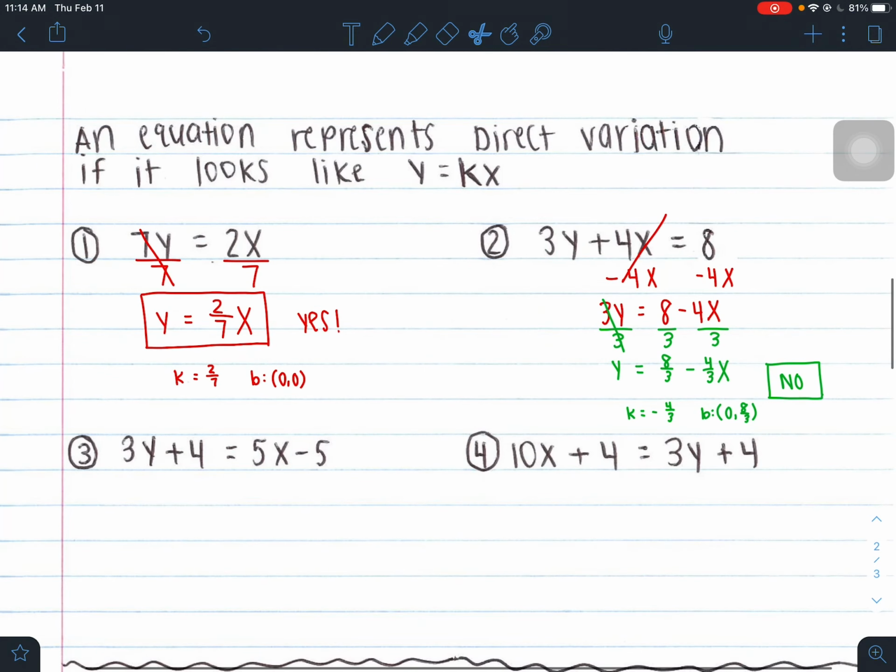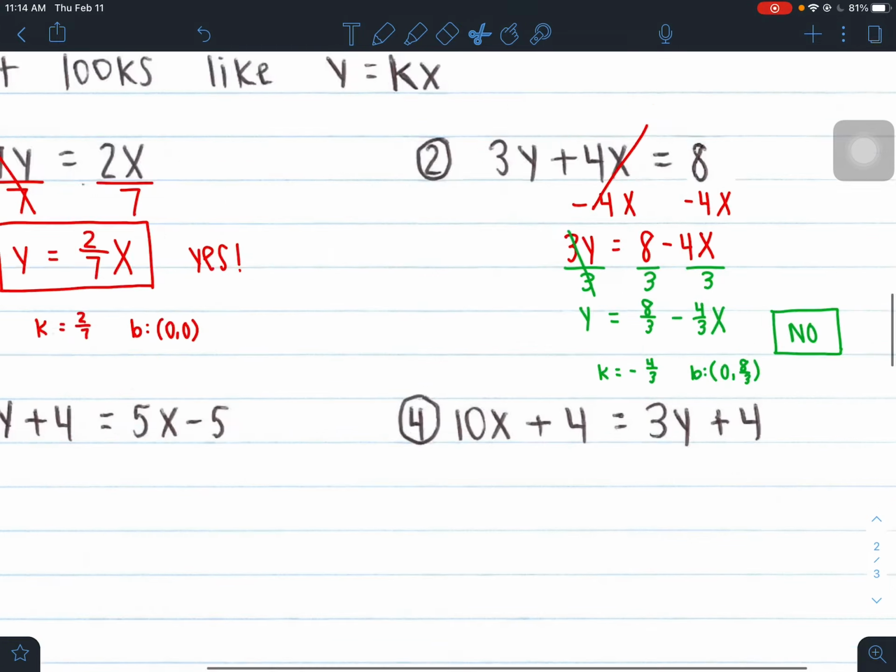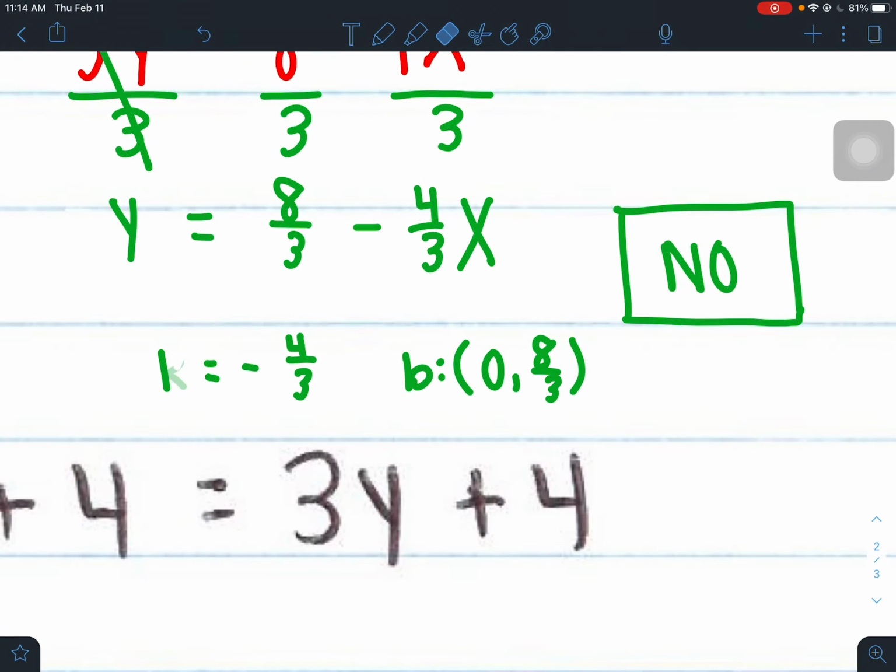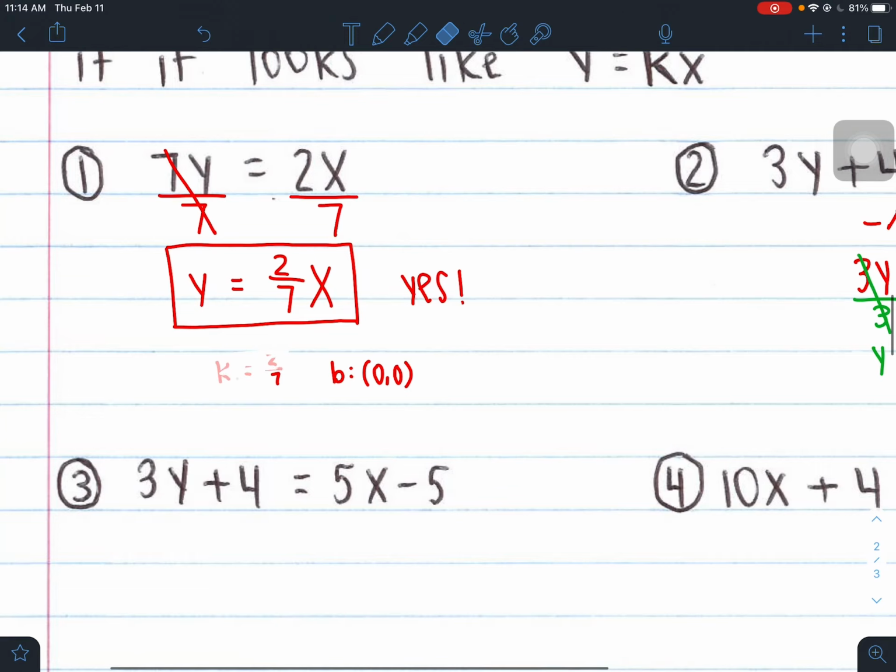The question doesn't really ask you a question, but they're telling you an equation is direct variation if it looks like y equals kx. So you determine yes, it is, or no, it's not. And obviously, if it's not, then technically there is no k value. So really, we're just looking at the y-intercept here.